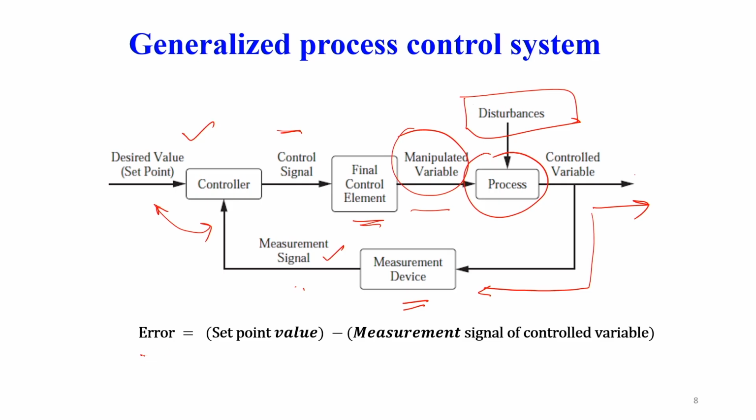So, as I discussed, what is the error? Error is the difference between the set point value and the measurement signal which is coming from the controller.